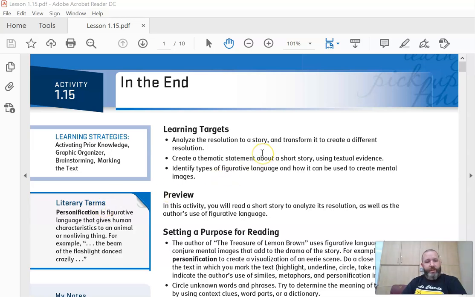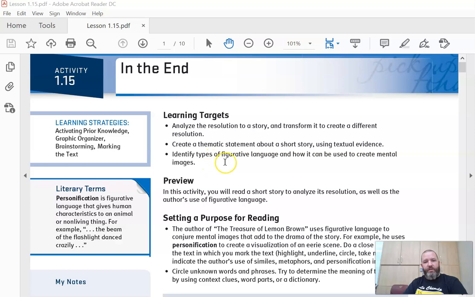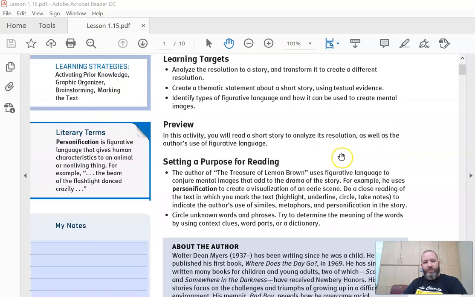All right, today we're going to be talking about activity 1.15, The Treasure of Lemon Brown. Our learning targets for the day: analyze the resolution, or the ending. Remember last time we talked about the beginning? This time we're going to talk about the resolution, and transform it to create a different resolution. Create a thematic statement about a short story using textual evidence. Identify types of figurative language and how they can be used to create mental images.